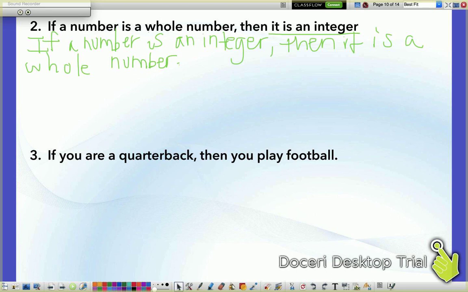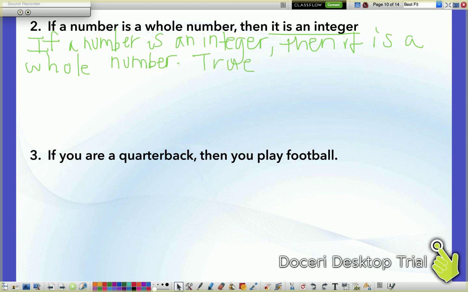Now, we need to decide if that's true or not. So give yourself a minute and think about that. Okay, integers can be positive or negative. But an integer is always a whole number. So this is true.